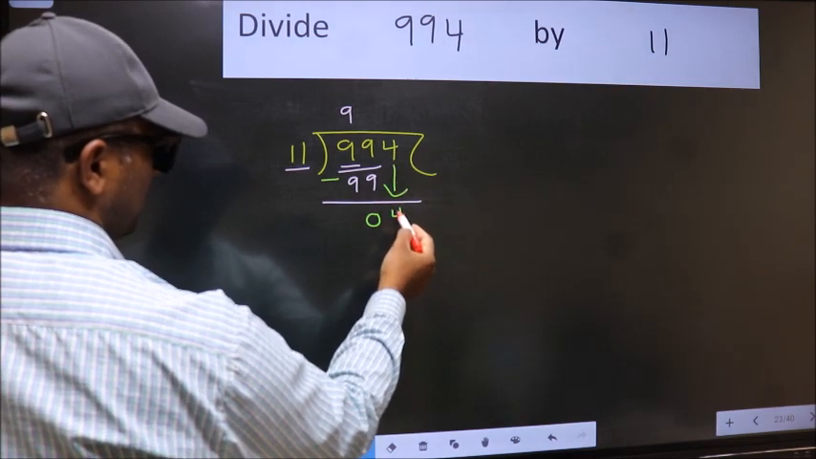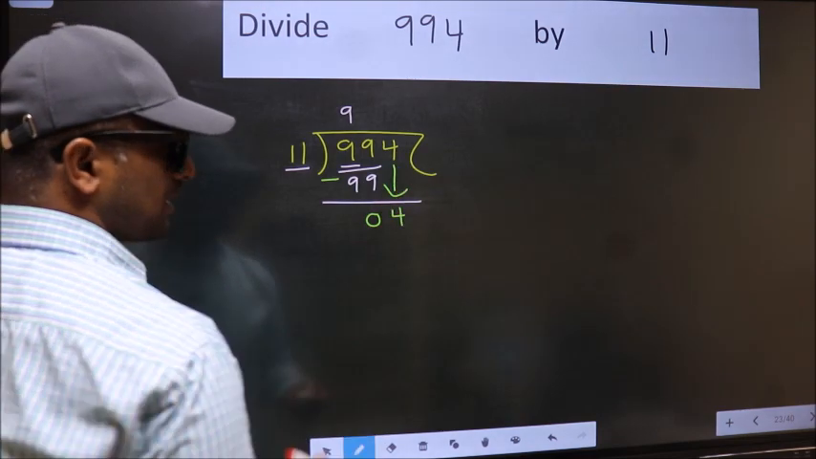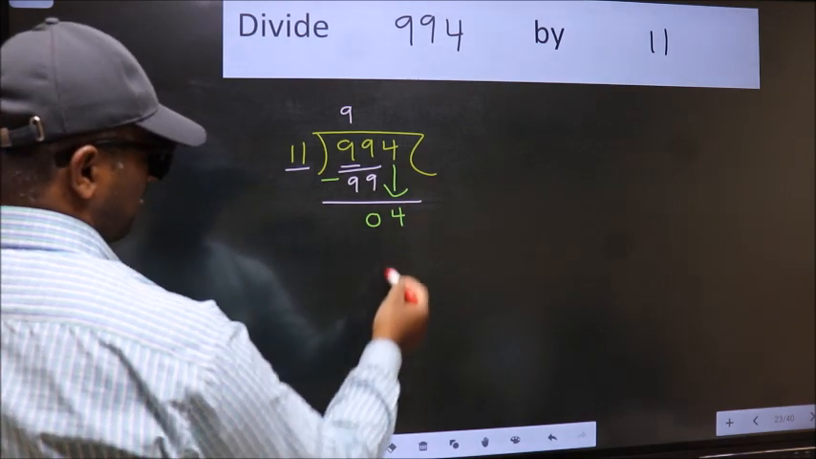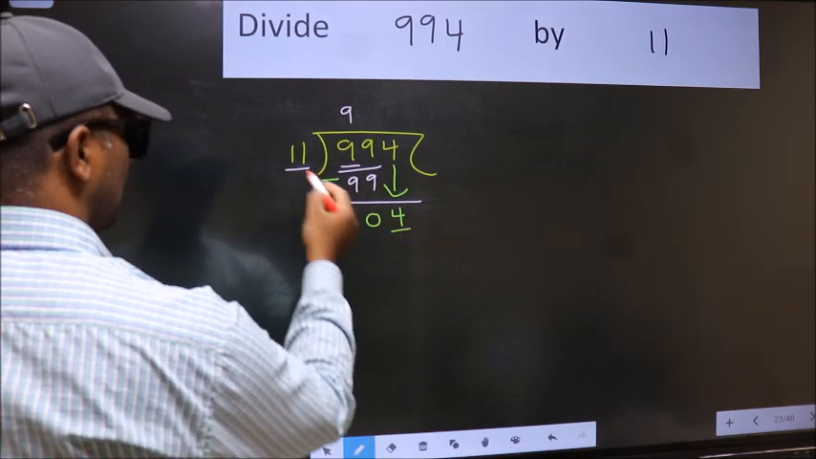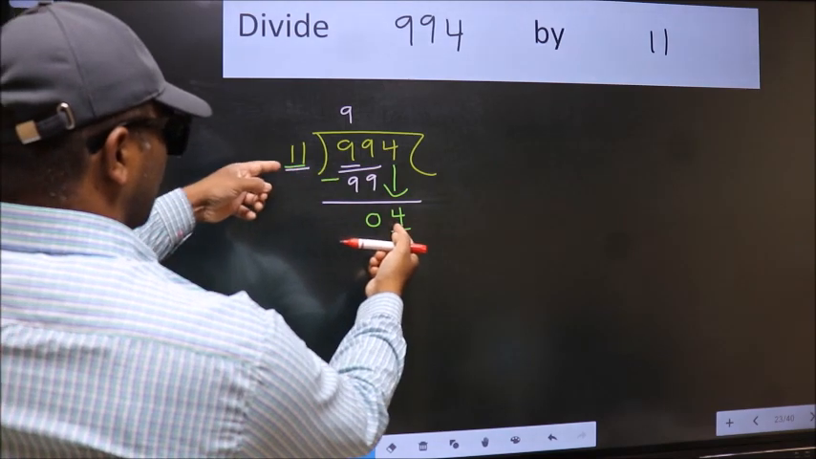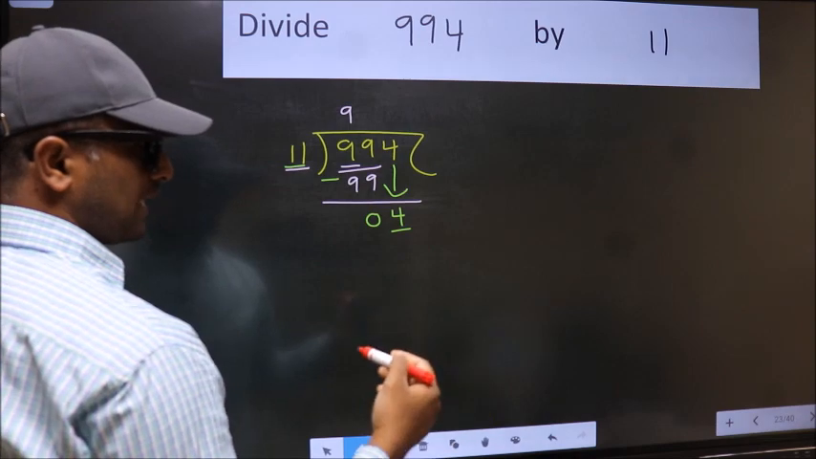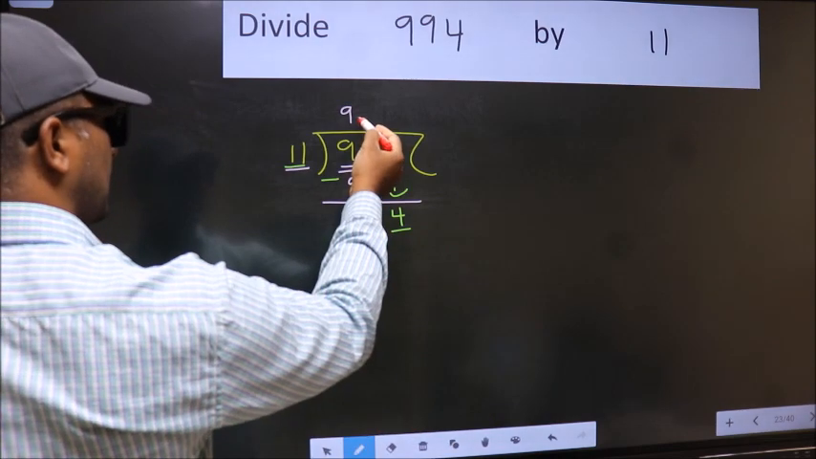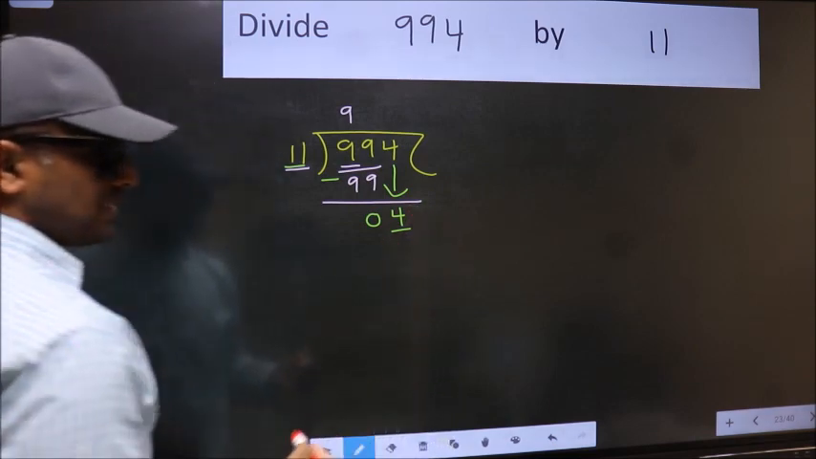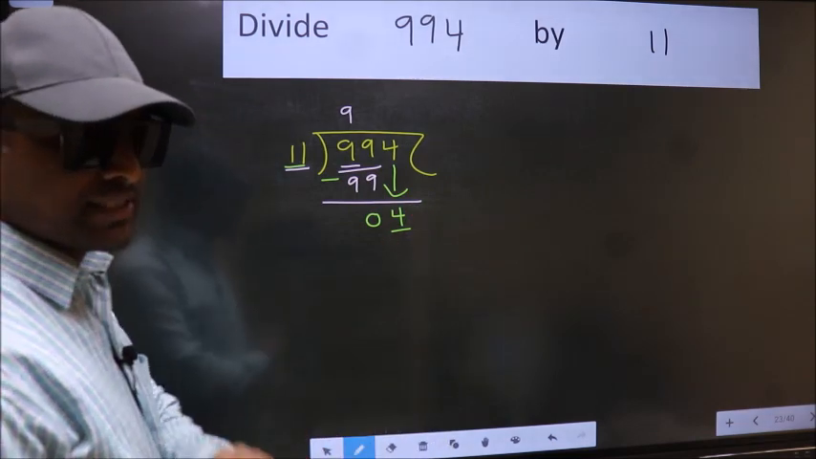After this, bring down the beside number, 4. After this step, the mistake happens, and the mistake is this. Here we have 4 and here 11. 4 is smaller than 11. So what many do is, they directly put a dot and take 0, which is wrong. Why is it wrong?